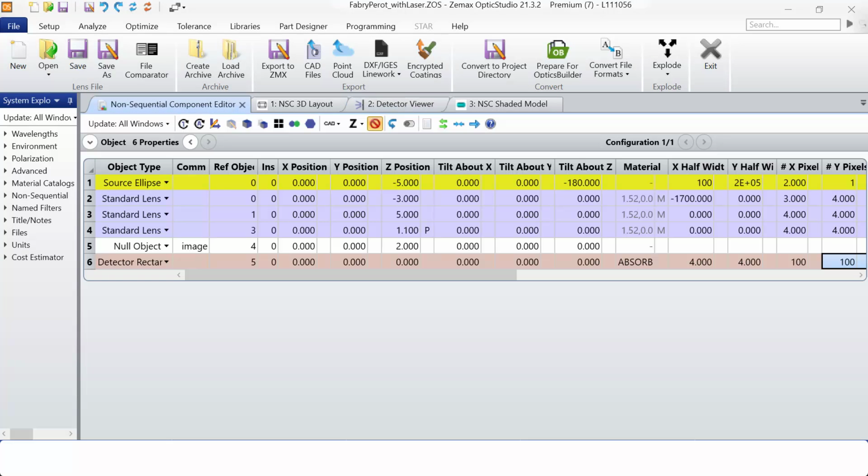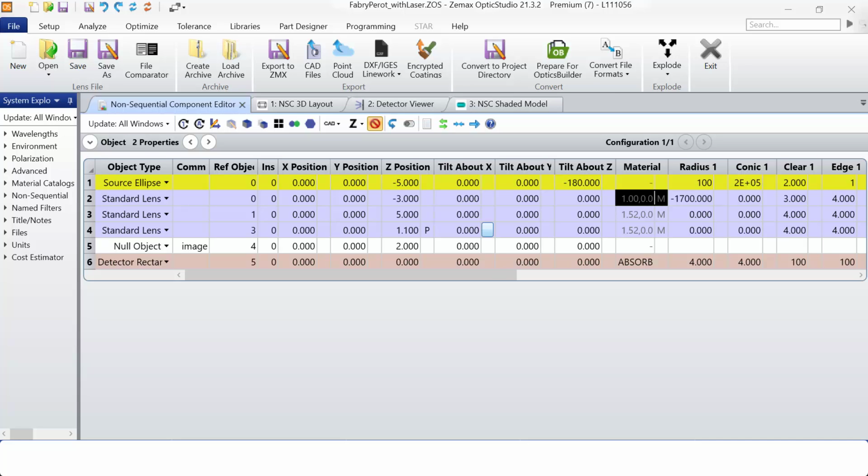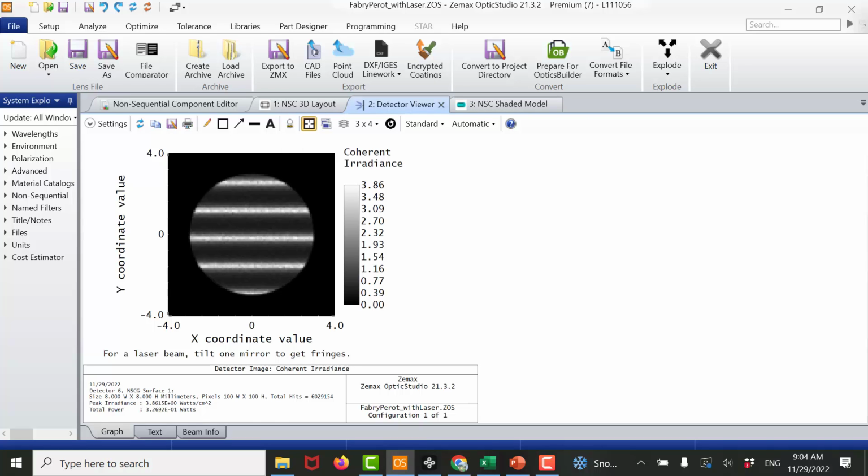Instead of having bullseye fringes, if I wanted parallel fringes, set the index to 1, put a little bit of tilt on the second mirror. 0.025 degrees is what I've been using. And look at it, and we have parallel fringes.